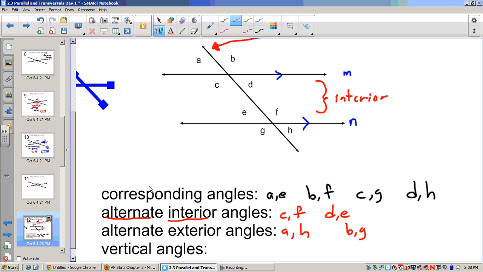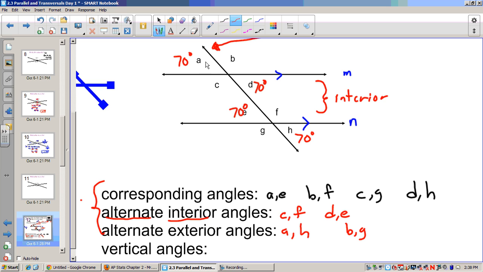Now, all of these angles, corresponding angles, alternate interior angles, and alternate exterior angles, these are all congruent, meaning they're the same size or same degree measure. So they're all congruent. So if you know angle A is, say, 70, you know its corresponding angle is going to be 70. You know its alternate interior angle is going to be 70. D corresponds with this one down here.